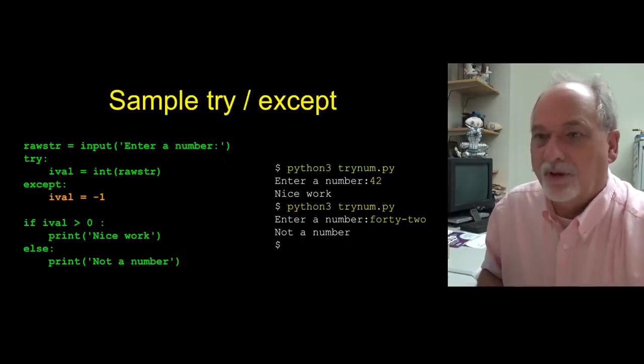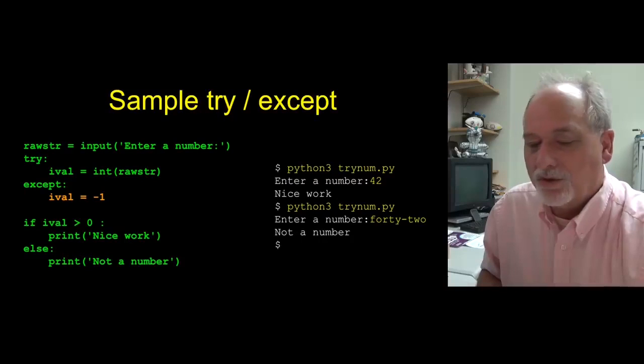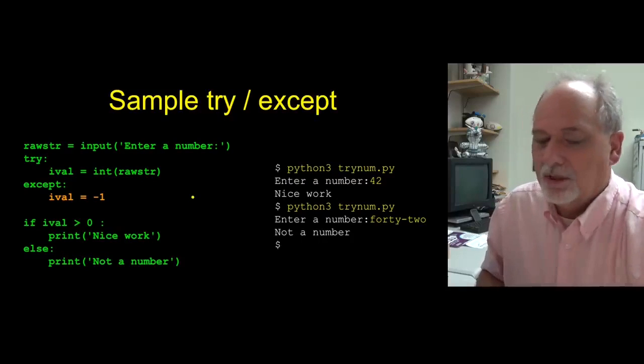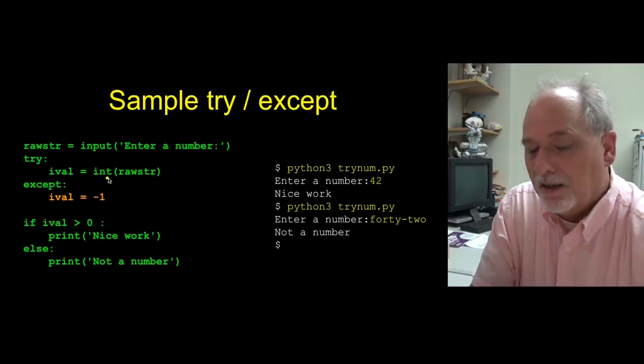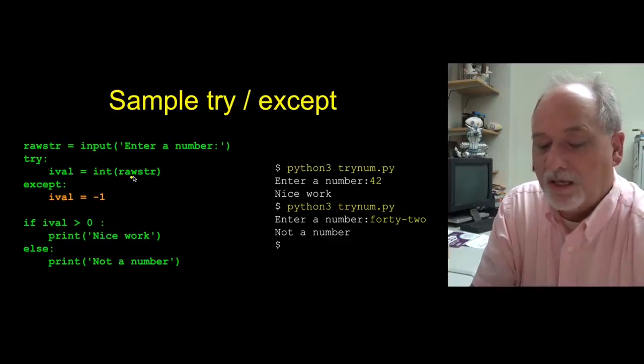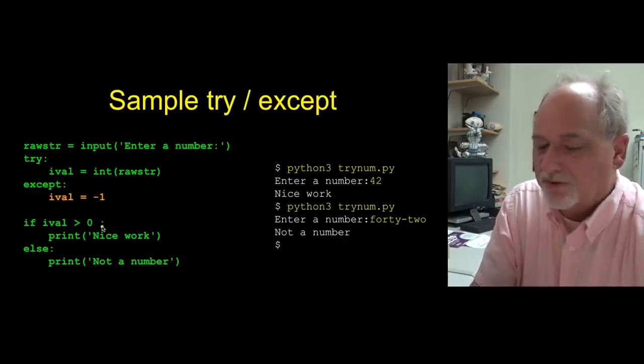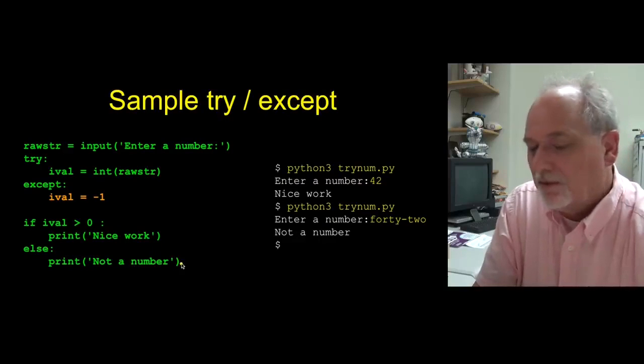So this is a more common real-world example where the user is going to type some data. And it's users that get us in trouble. So our program starts by asking the user to enter a number, and we know that this could be dangerous. So we're going to put the conversion from string to integer in a try block, and we're going to set -1 if that's a failure. And then if it's greater than 0, we'll say nice work, and if it's less than 0, well, not a number.